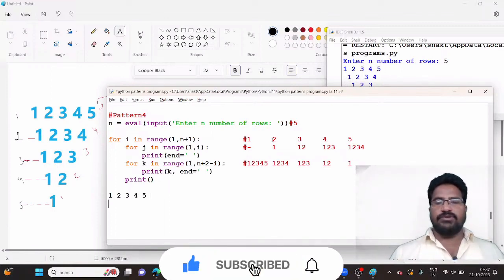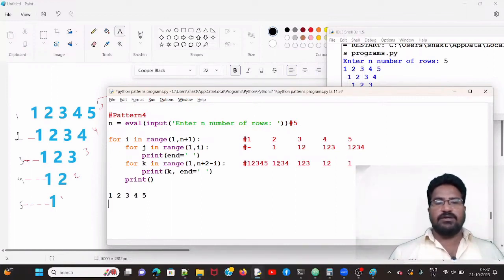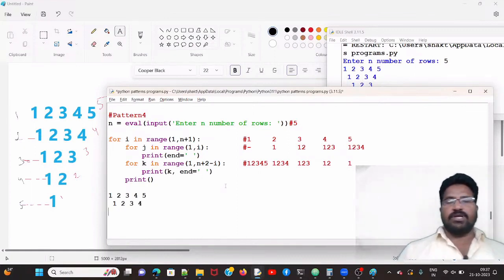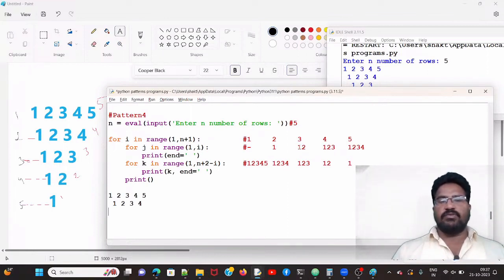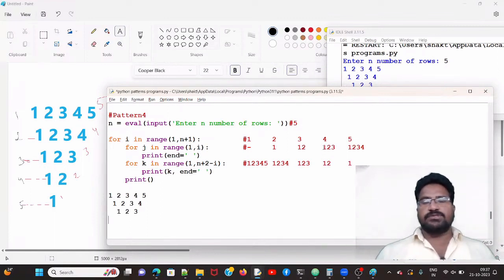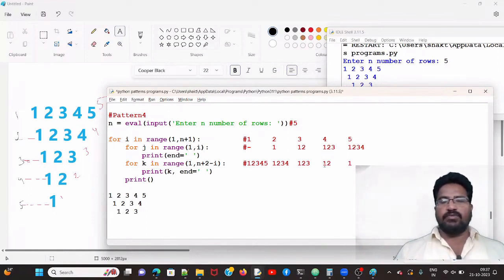The new line means I value 2, j iterates 1 time, meaning 1 space, and k iterates 4 times, 1, 2, 3, 4 displaying. So 1 space, then 1, 2, 3, 4, that's all. Next, when I value is 3, j iterates 1, 2, meaning 2 spaces come, then 1, 2, 3 will display. So 1 space, 2 space, then 1, 2, 3 over. And when I value is 4, space comes 3 times, then 1, 2 display. j iteration is over, k 1 space, 2 space.